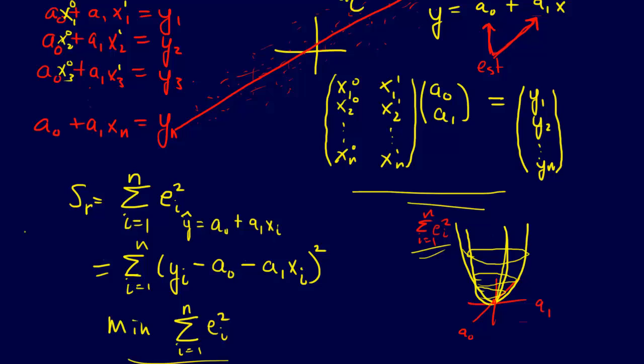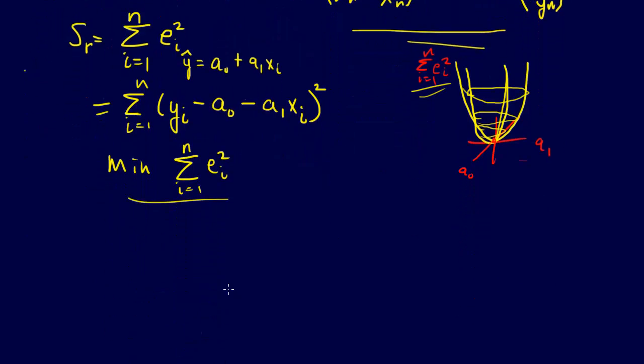So the minimum is when f prime of x equals 0. We know that if it's at a minimum, the derivative at that point is going to be 0. Now, it doesn't mean it's a global minimum. It could just be a local minimum, but it's at a minimum when f prime of x is equal to 0.